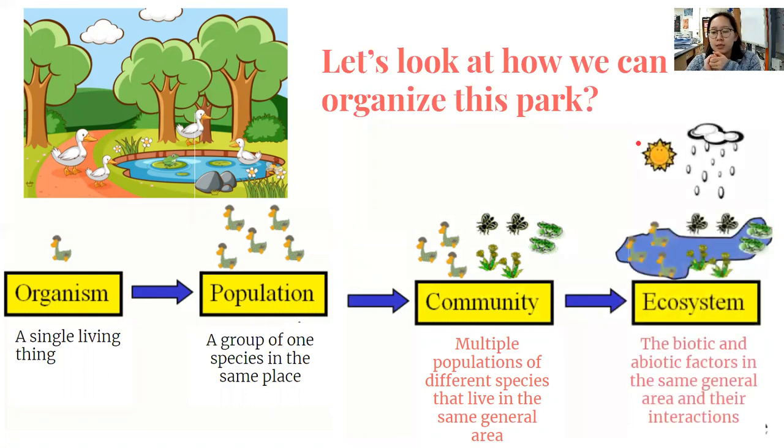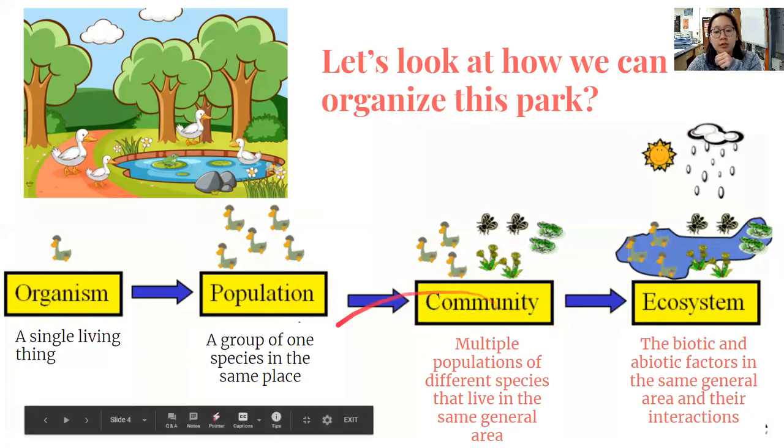And then lastly, it would be ecosystem, where it's the biotic and abiotic factors in the same general area and their interactions. So we're going from small to large, from the left side to the right side. Organism is small, right? We're talking about a single living thing. And then population is many individuals of that same type of living thing. And then community is many different populations together. And then ecosystem is the community plus some abiotic factors.